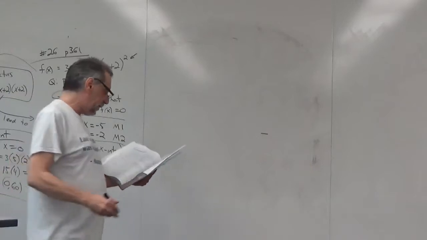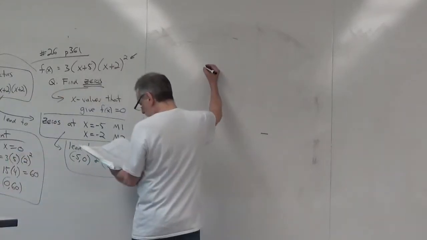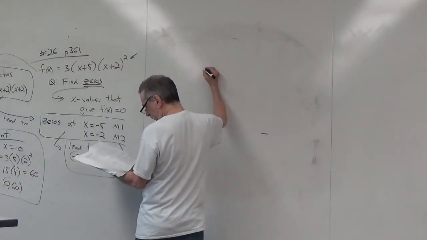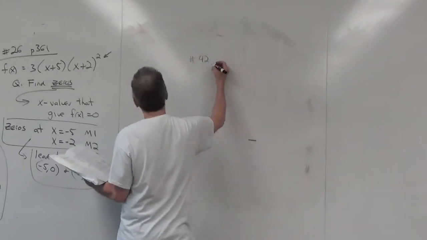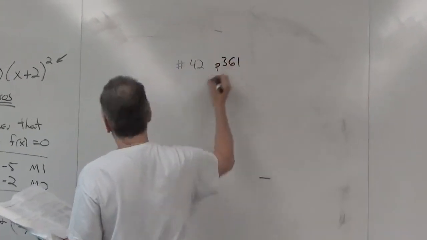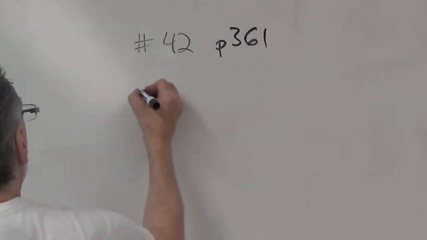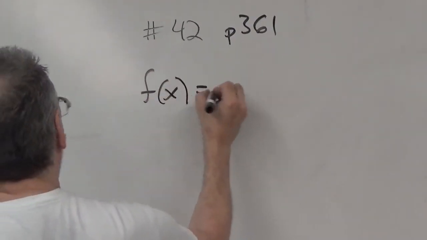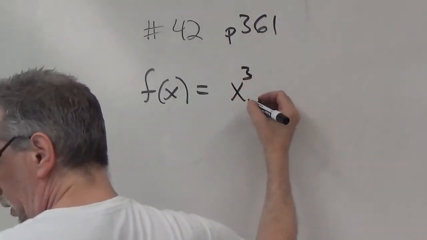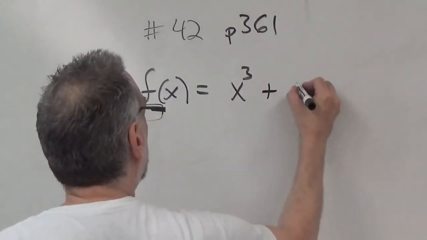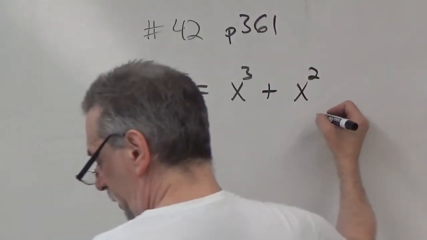So we're going to do the same thing. We're going to graph this as best we can. Page 361. And now this one is not already factored for us, so we got a little bit of extra work to do to get the factors.